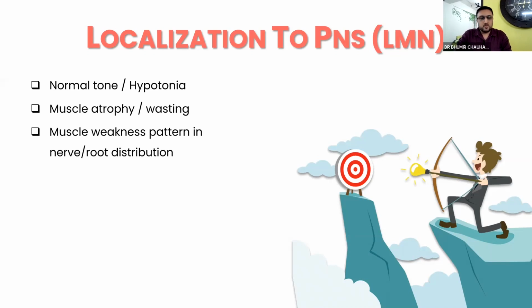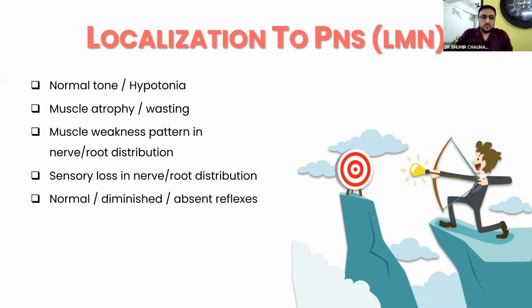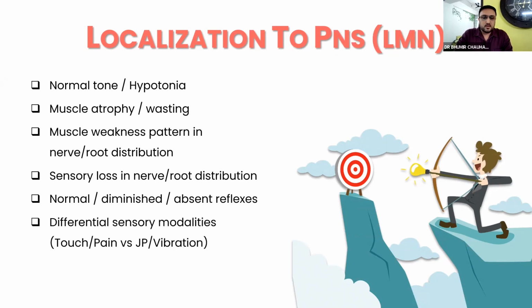So you should have some basic knowledge about the myotomes and dermatomes. Again, sensory loss is demonstrated in a particular nerve zone or root distribution. Reflexes are either normal, reduced, or absent. And most importantly, there might be differential sensory involvement. The patient may report normal joint position and vibration, but impaired touch or pain modalities. Or the other way around, the patient has impaired joint position and vibration, but normal touch and pain sensations. Whenever you have this type of differential sensory involvement, it is usually in favor of a peripheral nervous system problem.